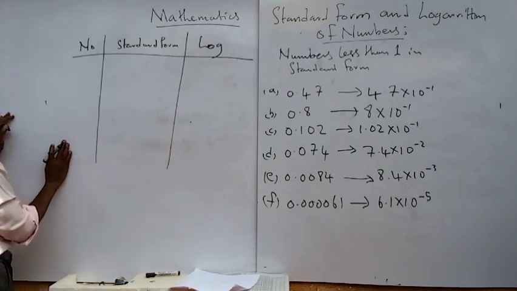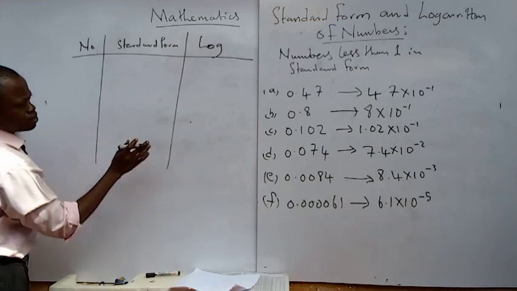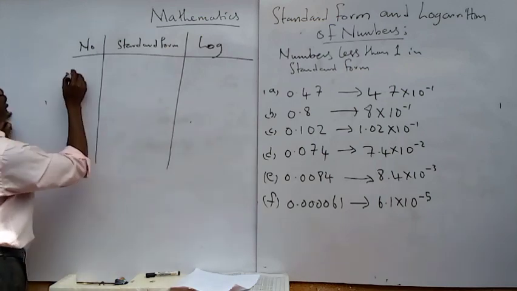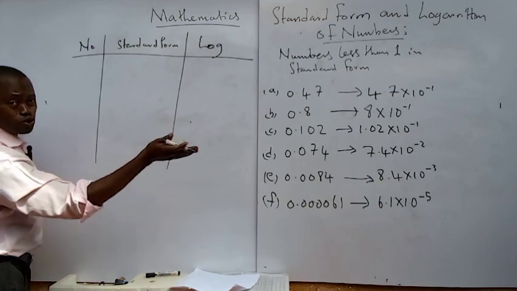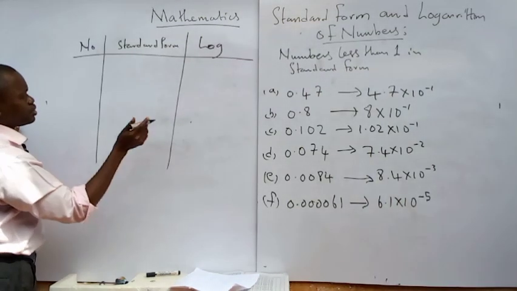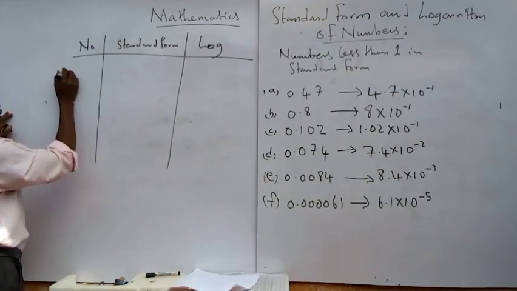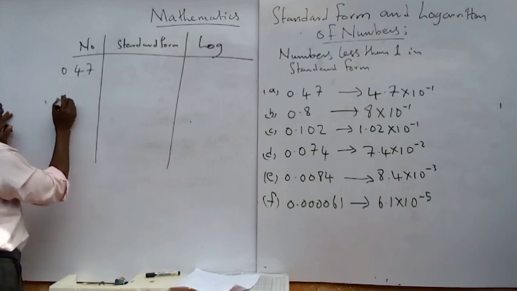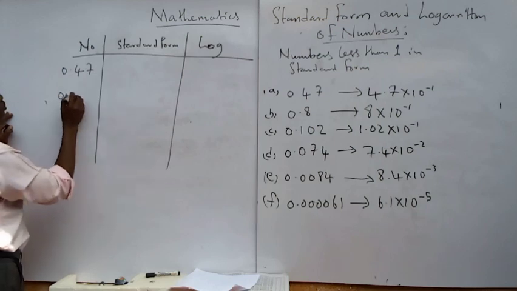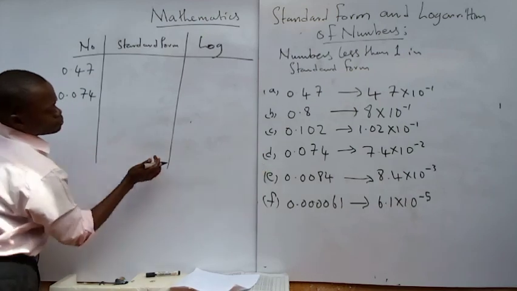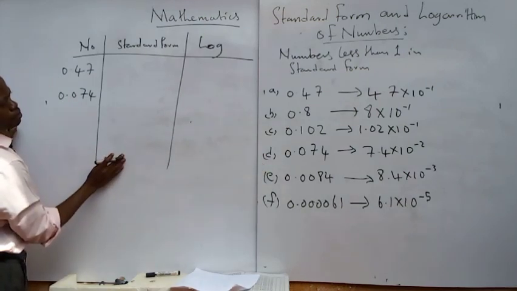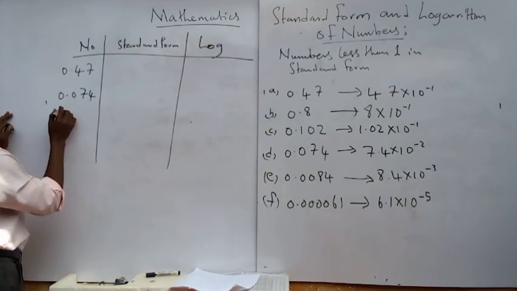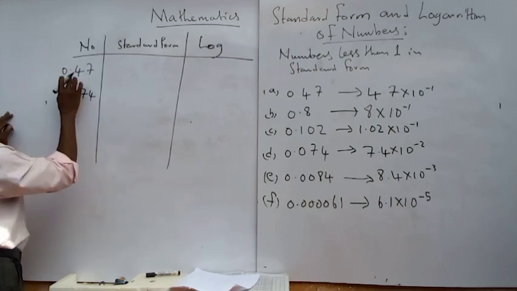Here, all of these ones are less than 1. But let me bring them and then also bring those that are greater than 1, which you have looked at previously. You can still check them back. Look at this. If you have 0.47 and 0.074, let me just take these two.